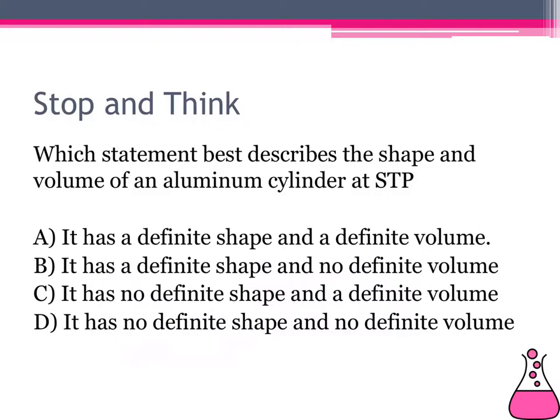Okay, hopefully we were all able to figure this one out. We know that aluminum is a solid at STP, and solids have definite shape and definite volume, so it should have been answer choice A.